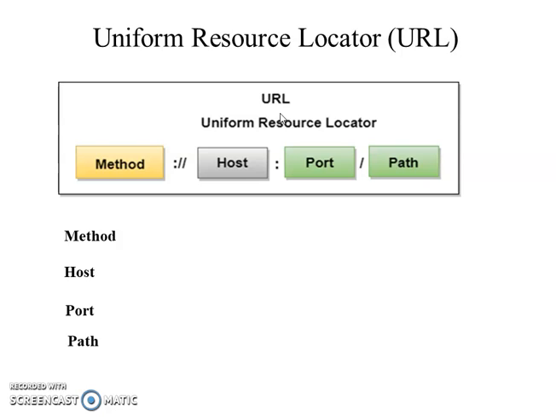What is a method? The method should be a get method or put method. Host will be either localhost. Suppose you are running a web application locally, then we have to use a WAMP server. With the help of localhost we run it locally only. Then we have to give some port number assigned, and the path.